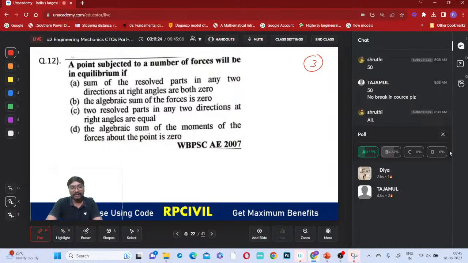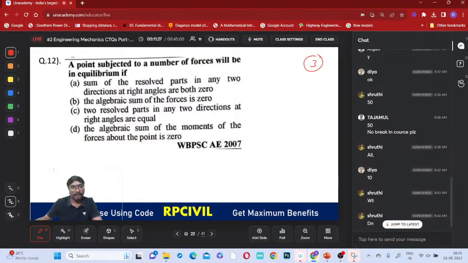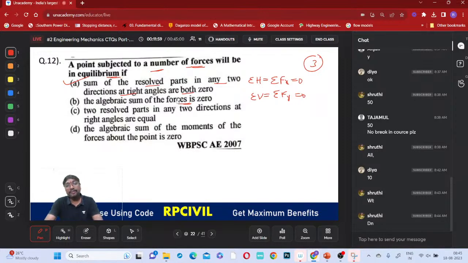Yeah, what is it you can say? A point is subjected to a number of forces and is in equilibrium. When it is in equilibrium, the sum of the forces in the x direction is 0, the sum of the forces in the y direction is 0, right? Or you can also write it as sigma H, the sum of the horizontal forces, and the sum of the vertical forces 0, right? The sums of these resolved parts in any two directions at right angles are both 0. That is correct or not? Yes. Is it simply that the algebraic sum of forces is 0, or that the algebraic sum of forces in two perpendicular directions is 0? Tell me.